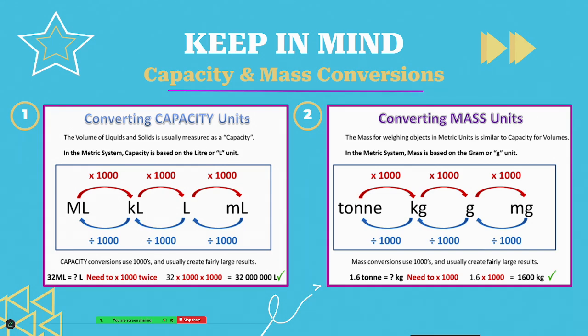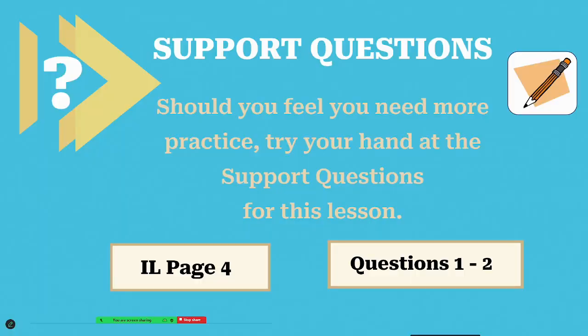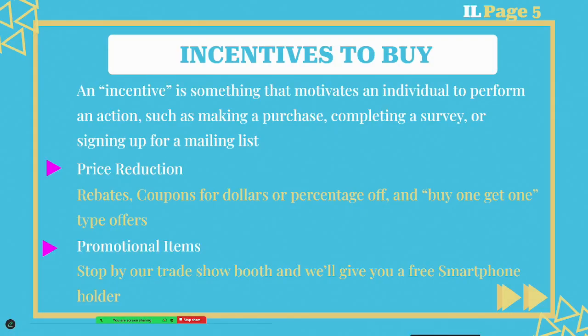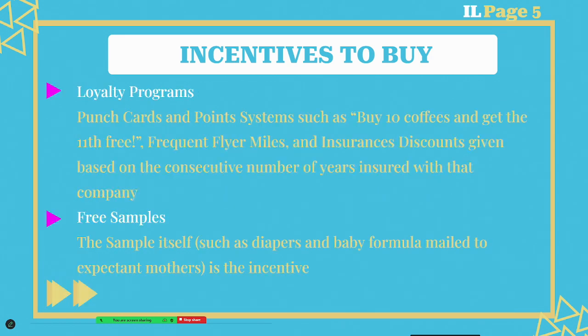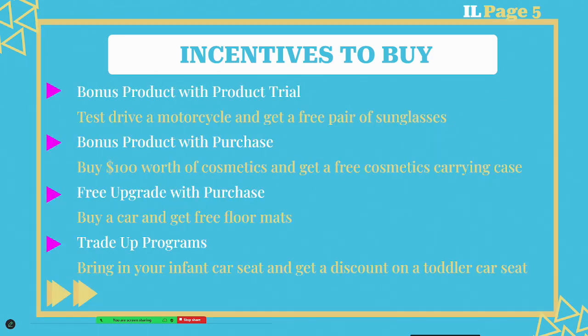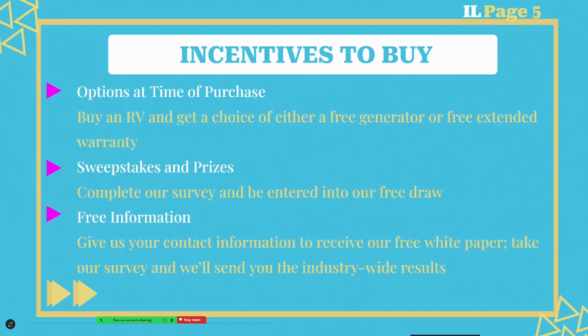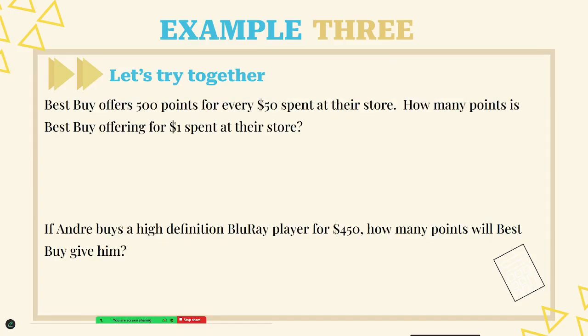Then we looked at the incentives to buy. We know that there are many programs available that companies, I should say, organizations can offer: price reductions, promotional items, loyalty programs, free samples, a bonus product with product trial, or a bonus product with purchase. There's also free upgrades with purchase or trade up programs. Often you're given options at time of purchase. Sometimes it's sweepstakes and prizes. Other times it could simply be free information.